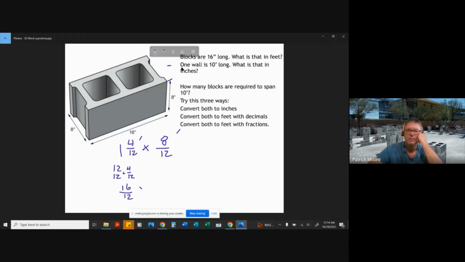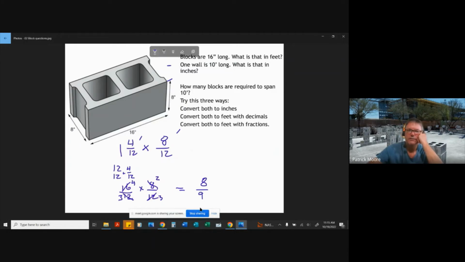And then that's going to be multiplied by 8/12. If you know how to do this kind of thing, that's going to be 2 times 4 is 8, and 3 times 4 is 12. So that's going to do that. And then 4 times 4 is 16, and 3 times 4 is 12. So now you've got 4 times 2 is 8, and 3 times 3 is 9.